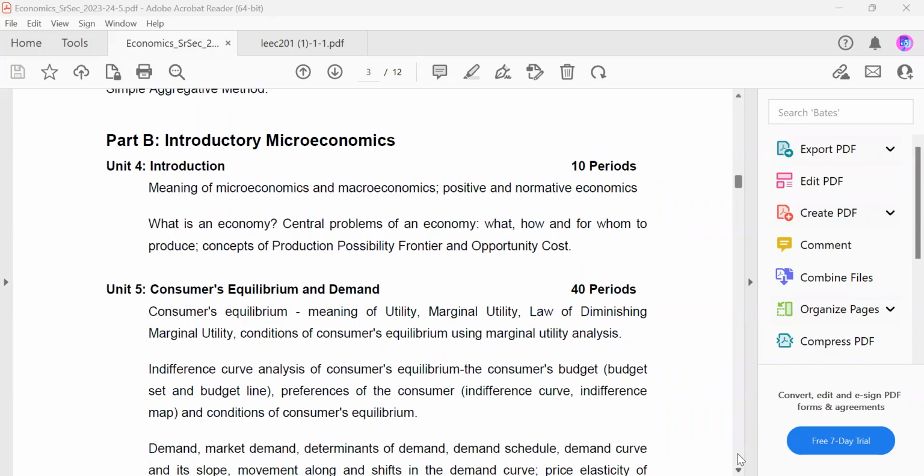So this Unit 5 consumes 40 periods, but we might get done quicker. It is part of Part B of introductory microeconomics for CBSE class level economics for the academic year 2023-24. Consumer equilibrium and demand, which is Unit 5.